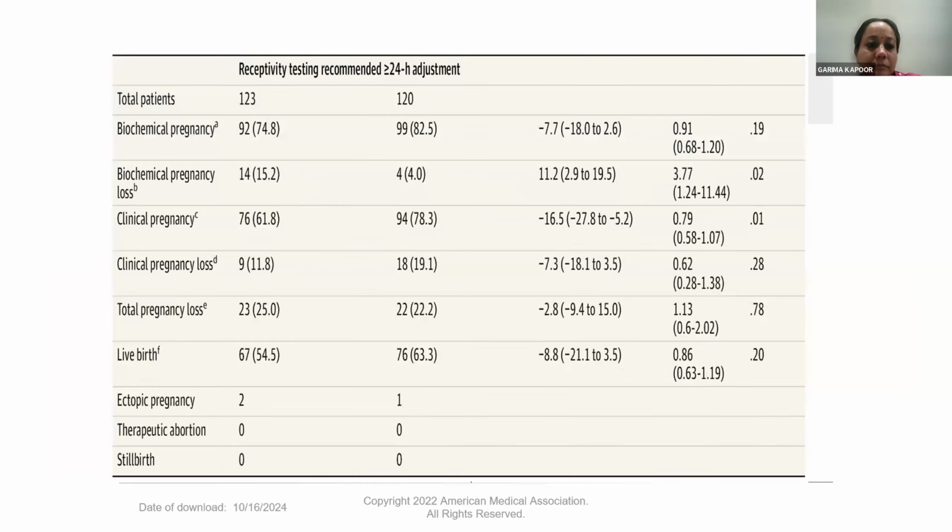In the post hoc analysis, when the endometrial receptivity testing recommended changing the time of transfer by more than or equal to 24 hours, in the case of biochemical pregnancy loss, if we compare the intervention group and the control group, the p-value came out to be 0.02, which is significant. This shows that in the intervention group, if we adjust the embryo transfer according to the testing, there is more biochemical pregnancy loss.